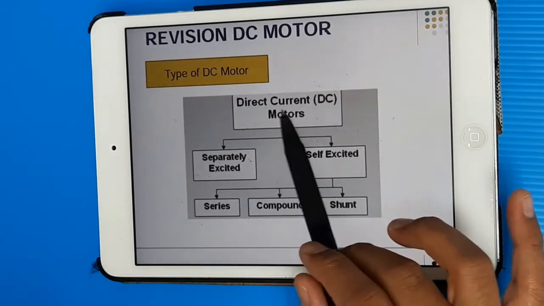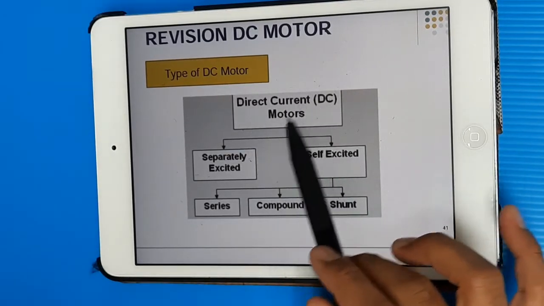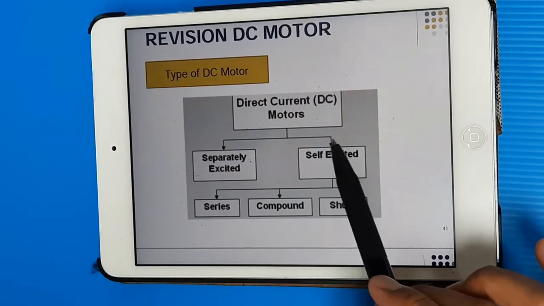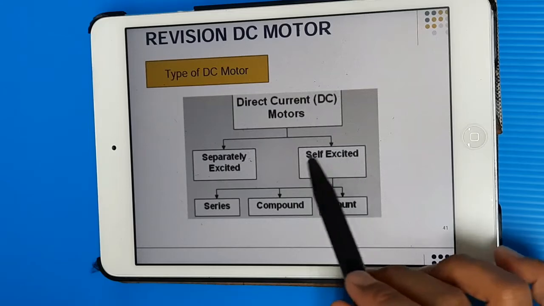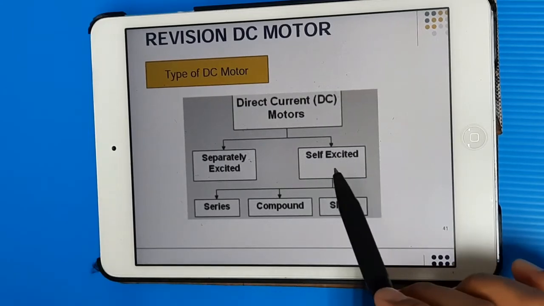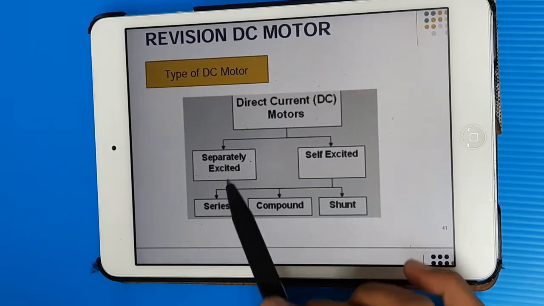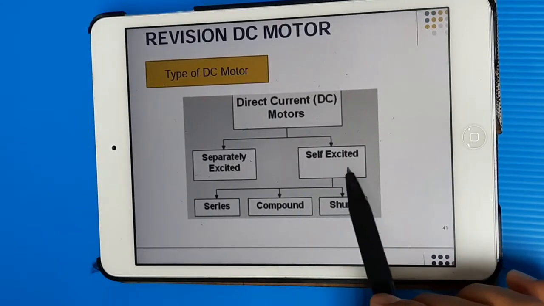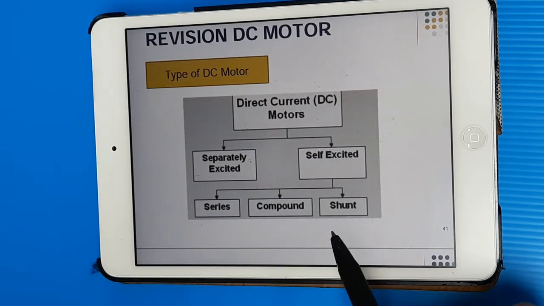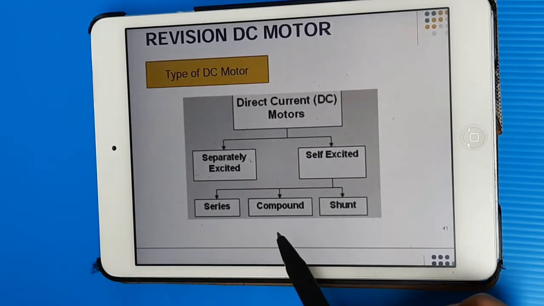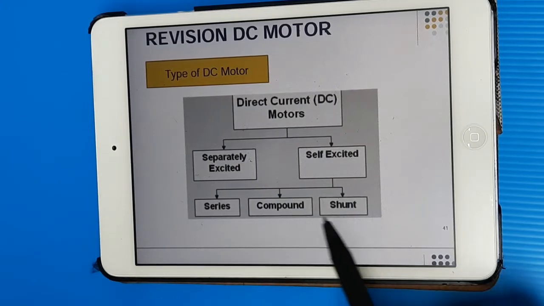DC stands for direct current. So direct current motors are divided based on their excitation: either self excited or separately excited. Self excited is divided into three types of motor: series, compound and shunt.